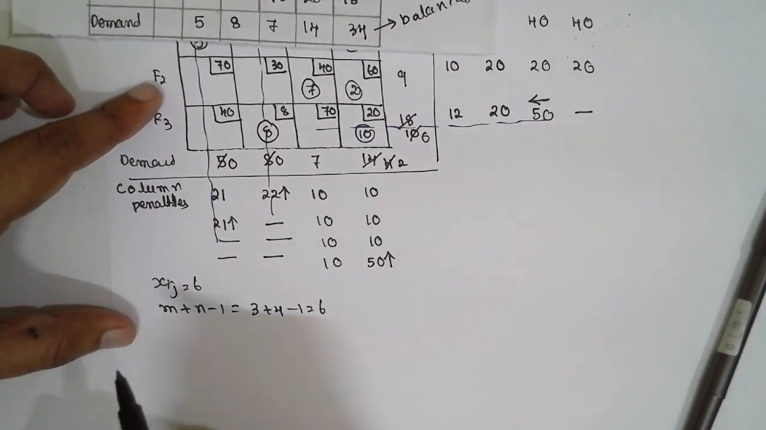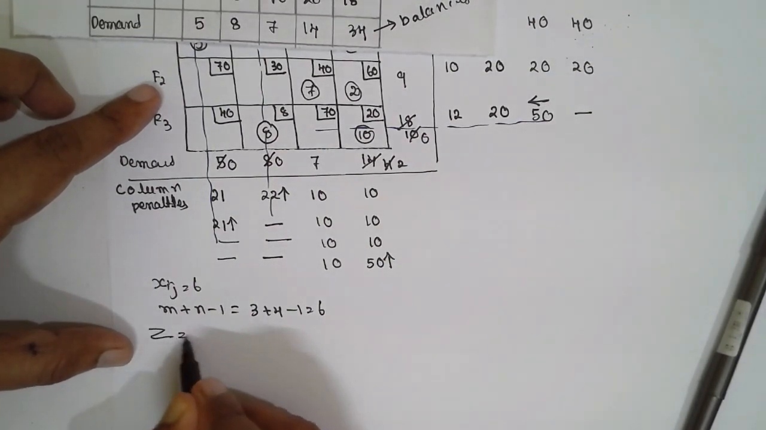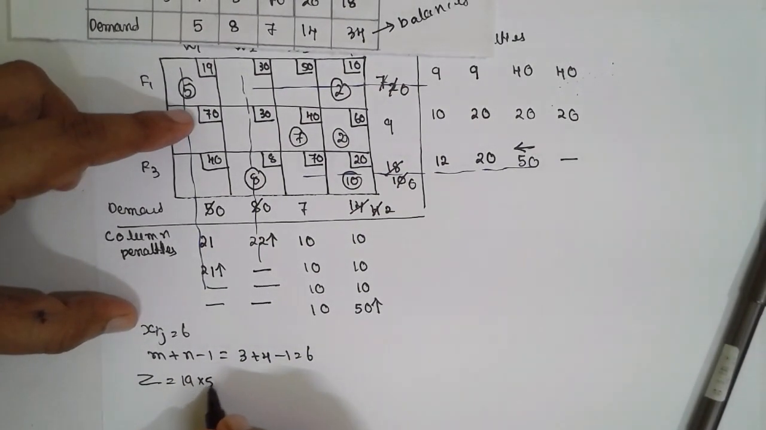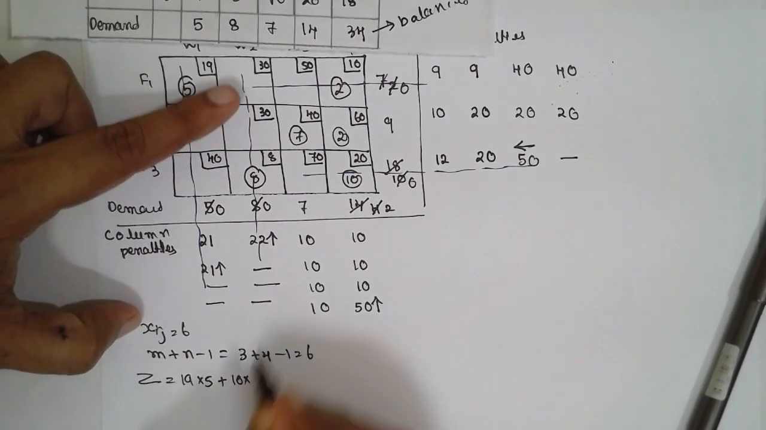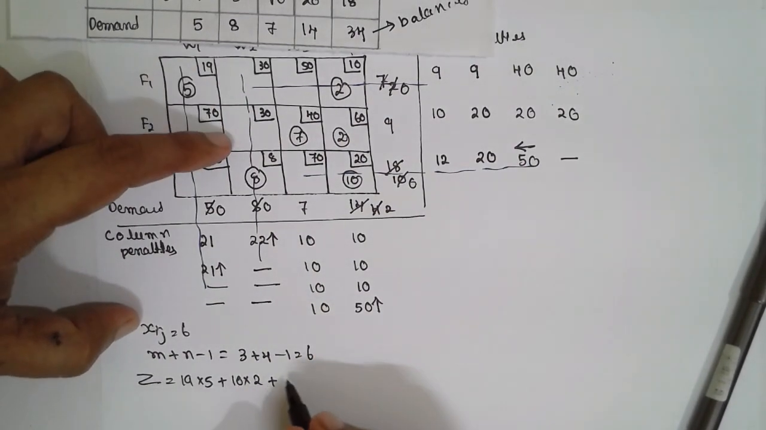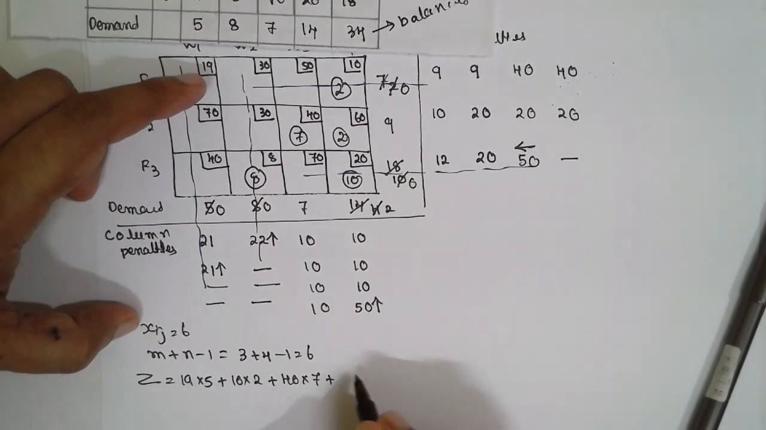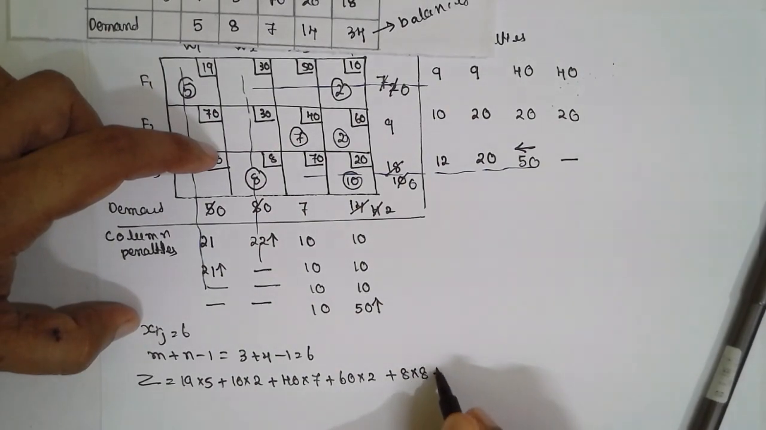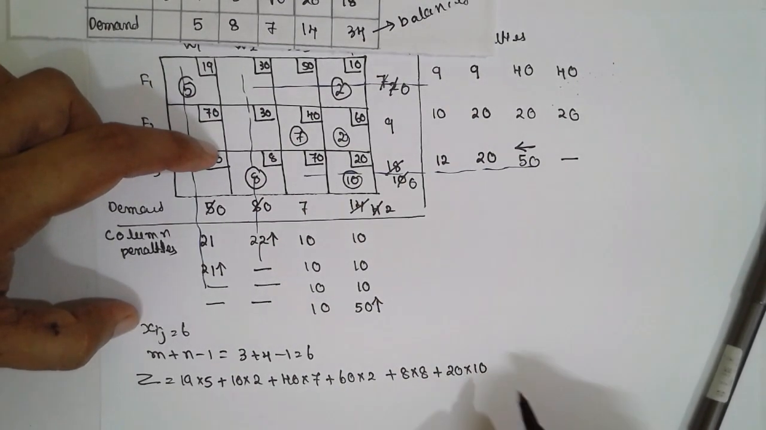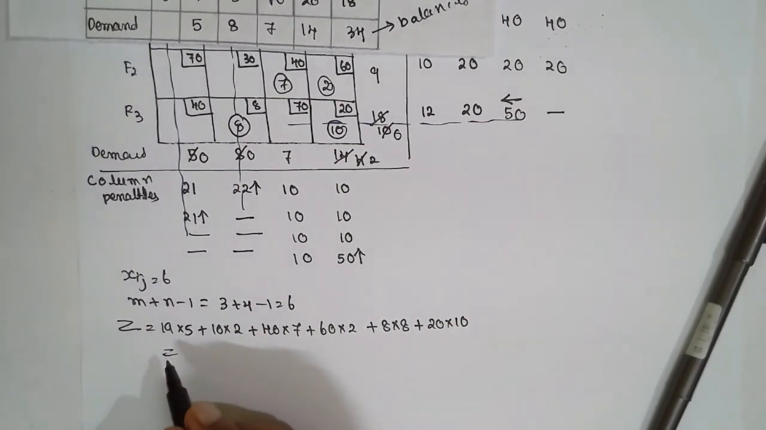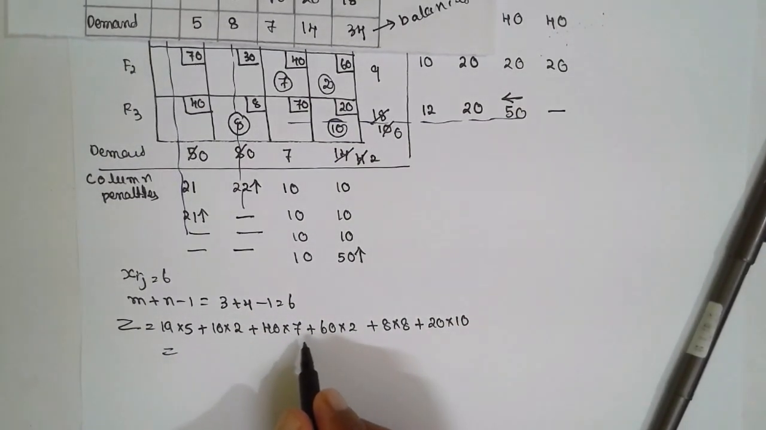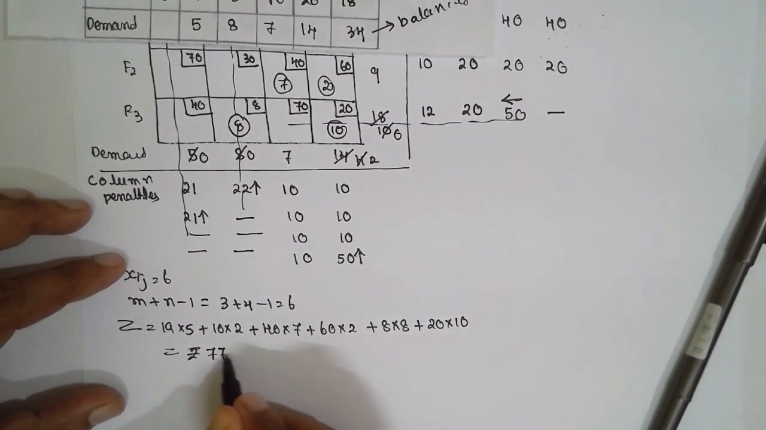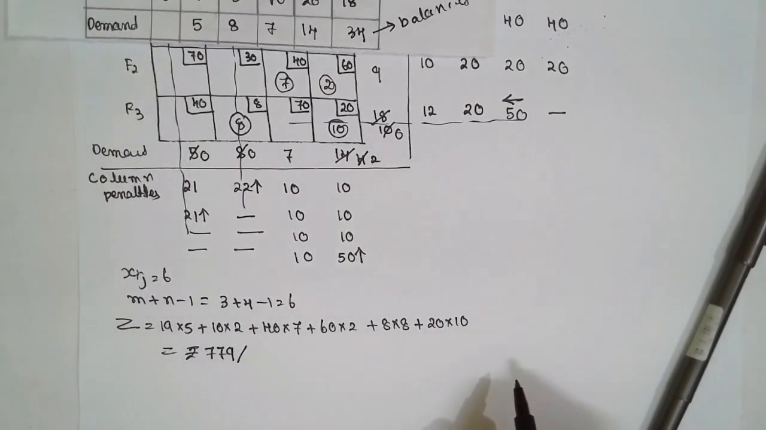Now you have to find out the minimum transportation cost denoted by Z. That means 19 into 5 plus 10 into 2 plus 40 into 7 plus 60 into 2 plus 8 into 8 plus 20 into 10. The answer is rupees 779.